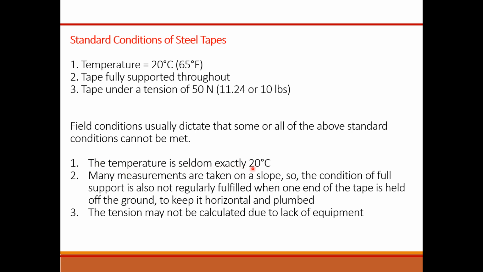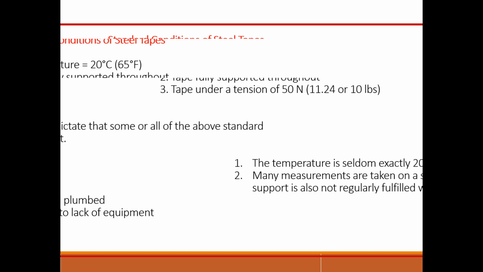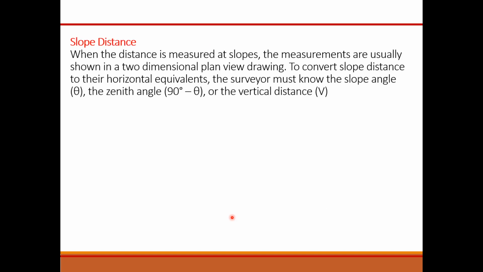The temperature is seldom exactly 20 degrees centigrade. That is the first reason. The second reason is that many measurements are taken on a slope. So the condition of full support is also not regularly fulfilled when one end of the tape is held off the ground to keep it horizontal and plumbed. The third condition is that the tension may not be calculated due to lack of equipment. Then comes the slope distance.